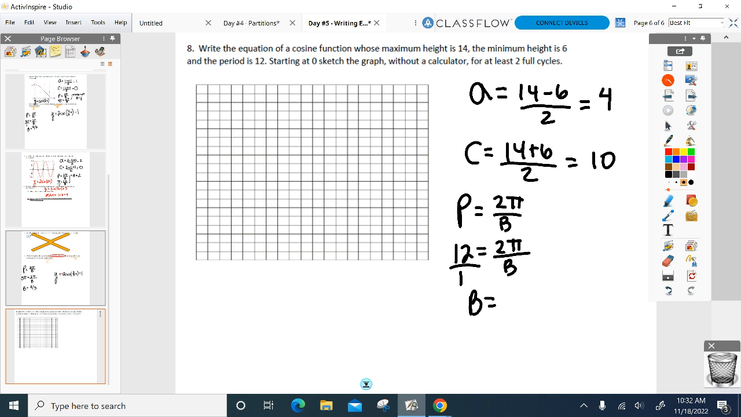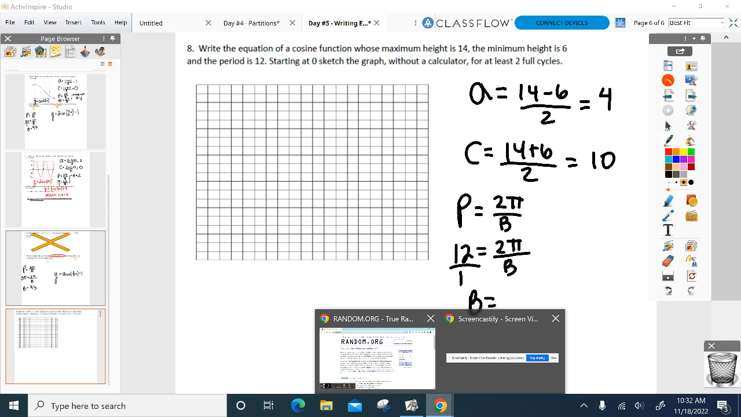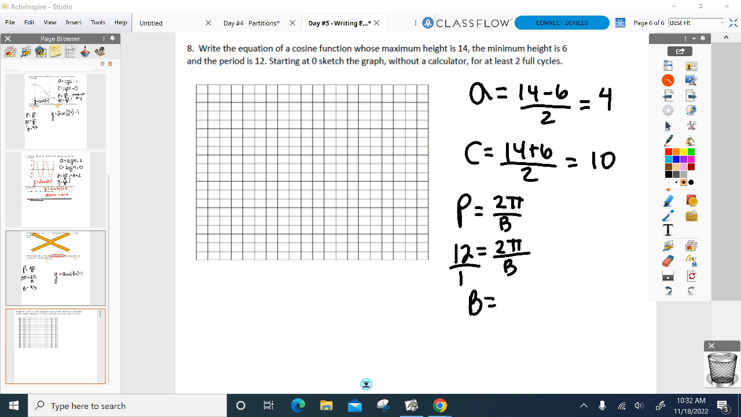Pi over 12's here. What do you have? Pi over 6. Yeah, that's good. All right, before we graph, write the equation.